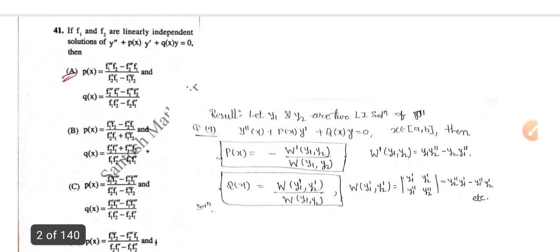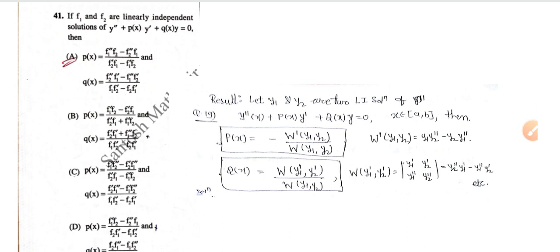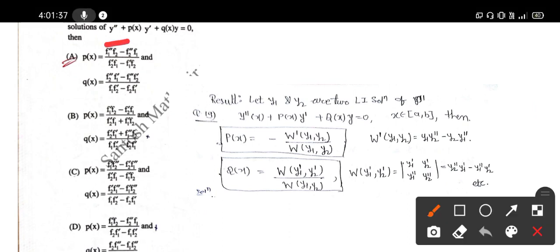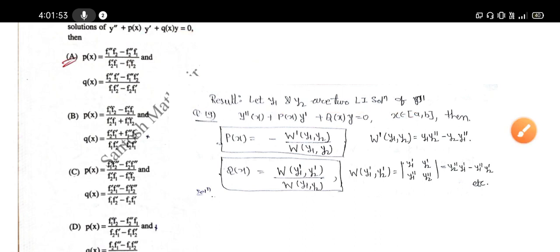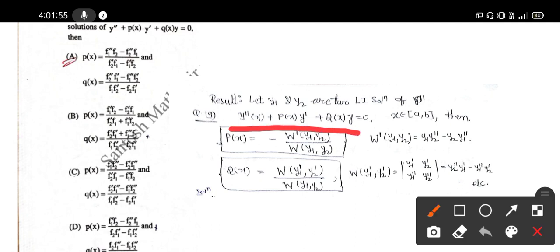Let us start. If f1 and f2 are linearly independent solutions of y double dash plus p of x y dash plus q of x y equal to 0, here is one result. Let y1 and y2 be two linearly independent solutions of the equation y double dash plus p of x y dash plus q of x y equal to 0, x belongs to the closed interval [a, b]. Then what is p of x here?